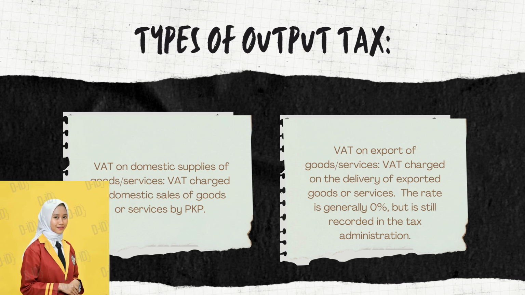Types of output tax. VAT on domestic supplies of goods/services: VAT charged on domestic sales of goods or services by PKP. VAT on export of goods/services: VAT charged on the delivery of exported goods or services. The rate is generally 0%, but is still recorded in the tax administration.